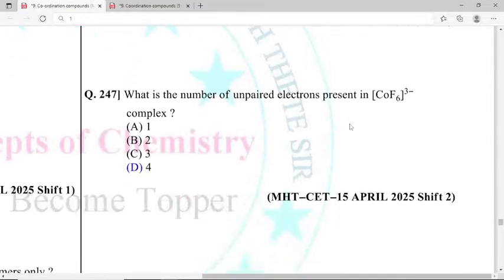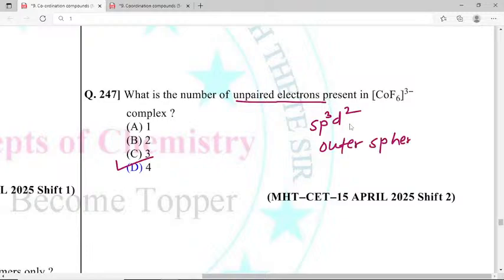What is the number of unpaired electrons present in CoF6 3 minus? Because the hybridization is sp3d2, sp3d2 type of hybridization, it is an outer sphere complex.